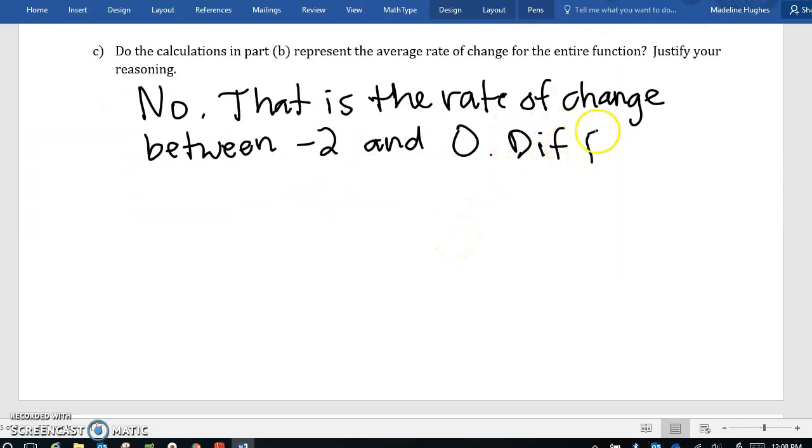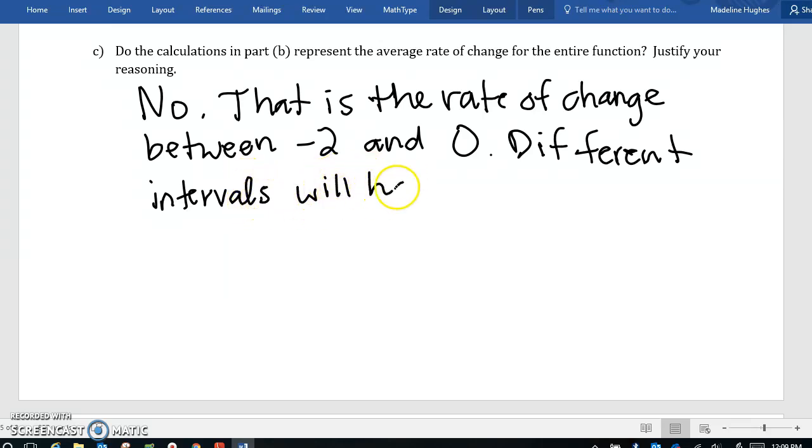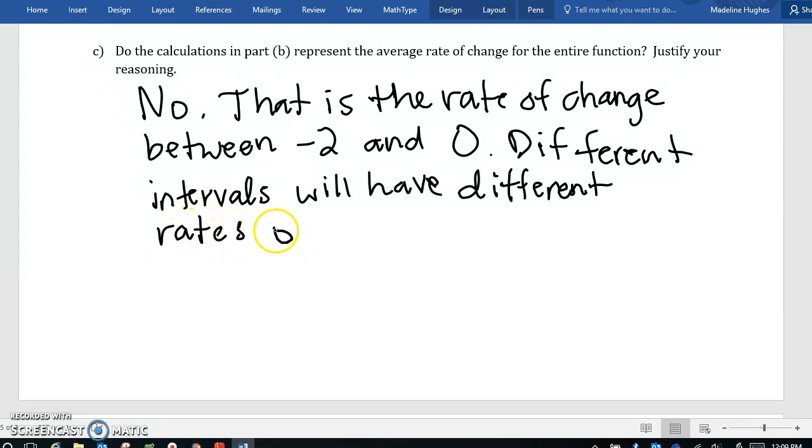Different intervals will have different rates of change. Okay, and that is how you justify your answer for this part. Don't just put no, make sure you explain that here.